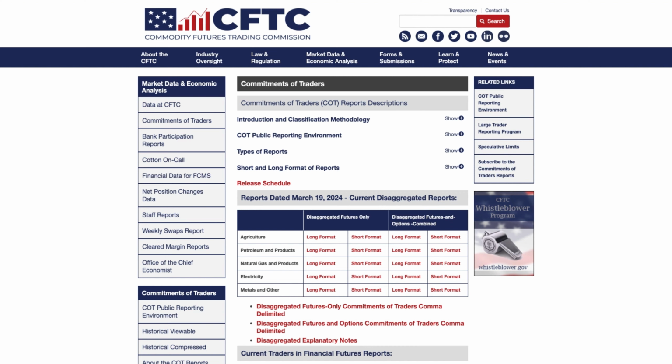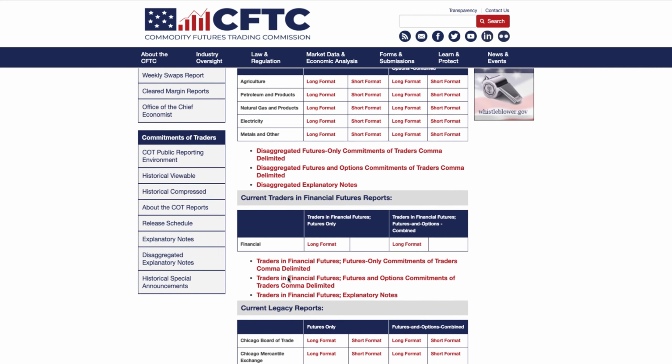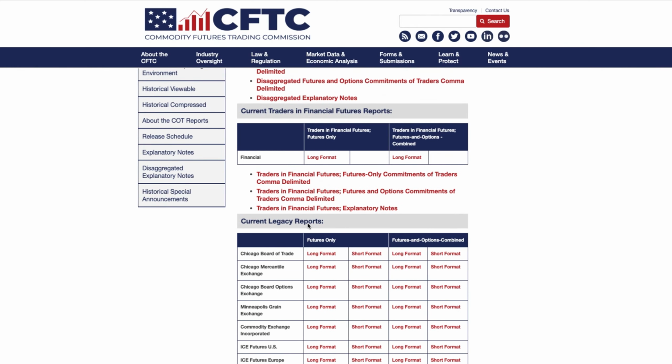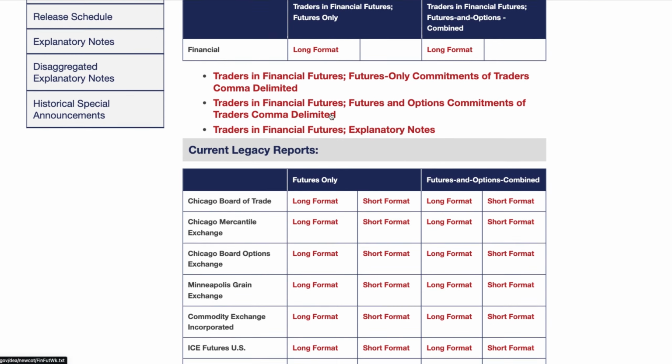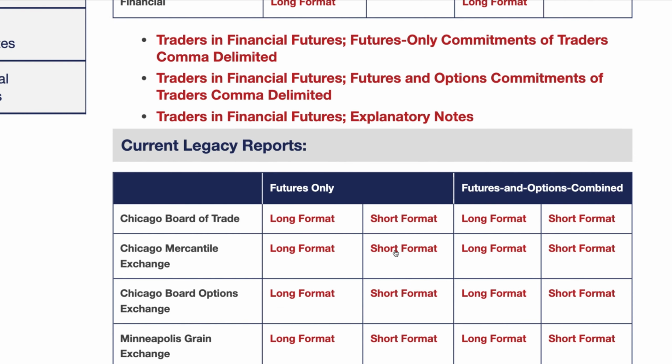Okay, so now that you know that, when you go to this site, the first thing you're going to do is scroll down all the way until you see currency legacy reports. There's current traders and financial futures reports, and then if you scroll down, there's current legacy reports. I want you guys to click the short format of the Chicago Mercantile Exchange. Once you do that, we're going to see a sheet here, okay? And before we scroll down, let me tell you what all this means real quick.